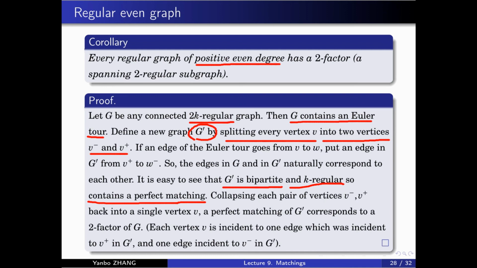Now we collapse each pair of vertices v minus and v plus back into a single vertex v. So a perfect matching of G prime corresponds to a 2-factor of G. Each vertex v is incident to one edge which was incident to v plus in G prime, and one edge that was incident to v minus in G prime.